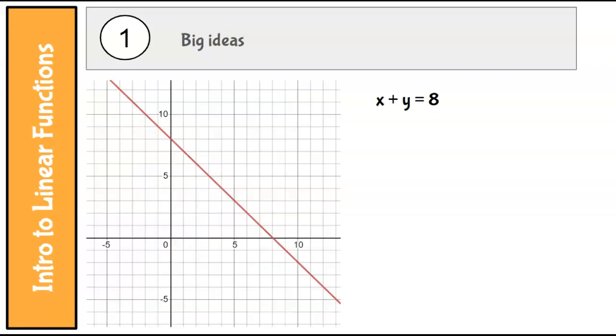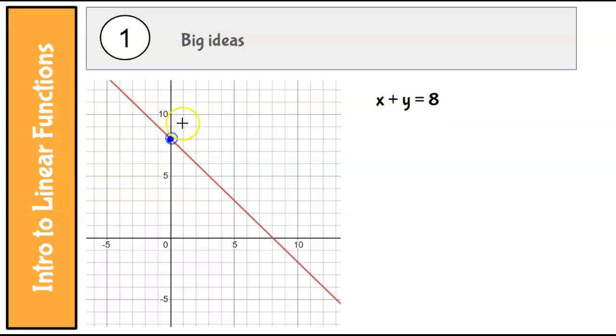One way that is really convenient to show all of the solutions to this equation is a graphed line. Every point on this line, on this graph, is another solution to x plus y equals 8. Even if there is no visible point, there's nothing marked on this line, a line is made up of infinitely many points, which may or may not be marked.